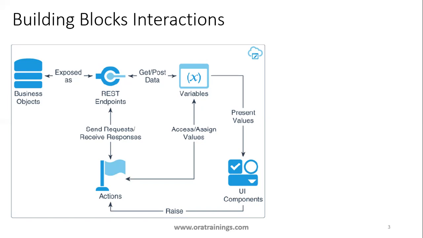So what I'm trying to say is, any UI component you see in the browser generally gets its value from a variable, and that variable will get the value. It can be a static value, or it can get the data from a specific REST endpoint, and that REST endpoint can be based on the business object.